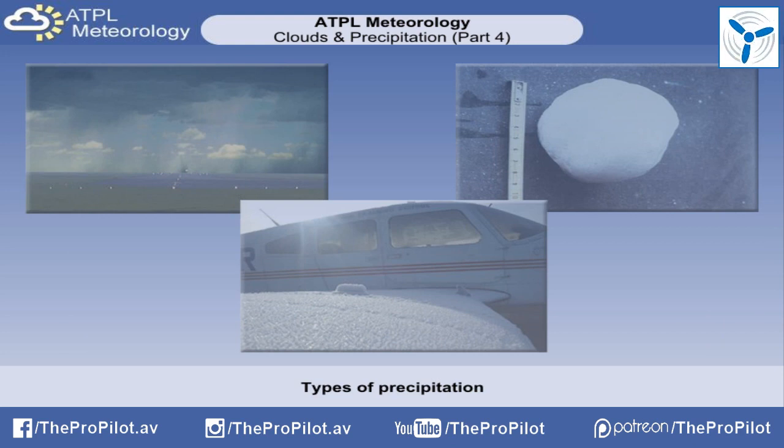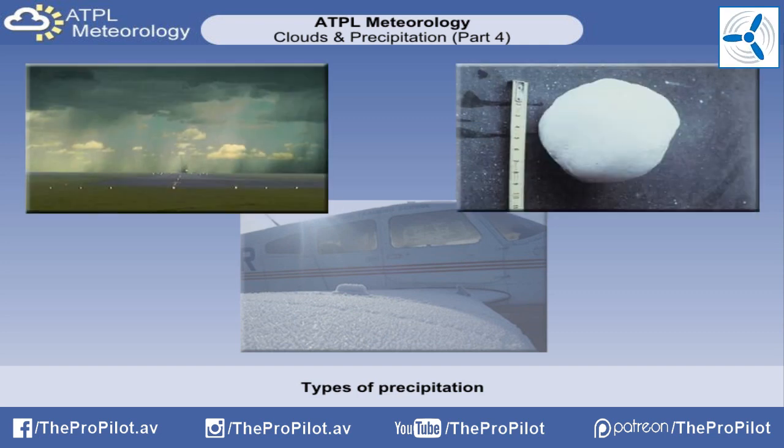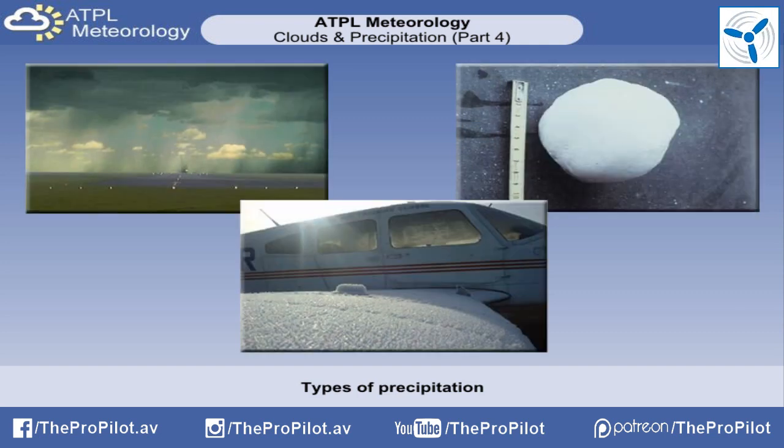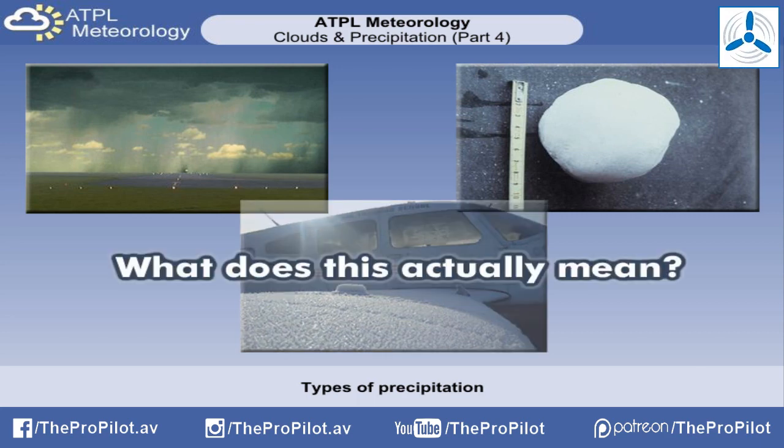As we know from our own experience, there are many different types or forms of precipitation, rain, hail, snow, etc., and these sometimes fall steadily or sharply as a shower. In fact, we label precipitation as being showery or dynamic. But what does this actually mean?